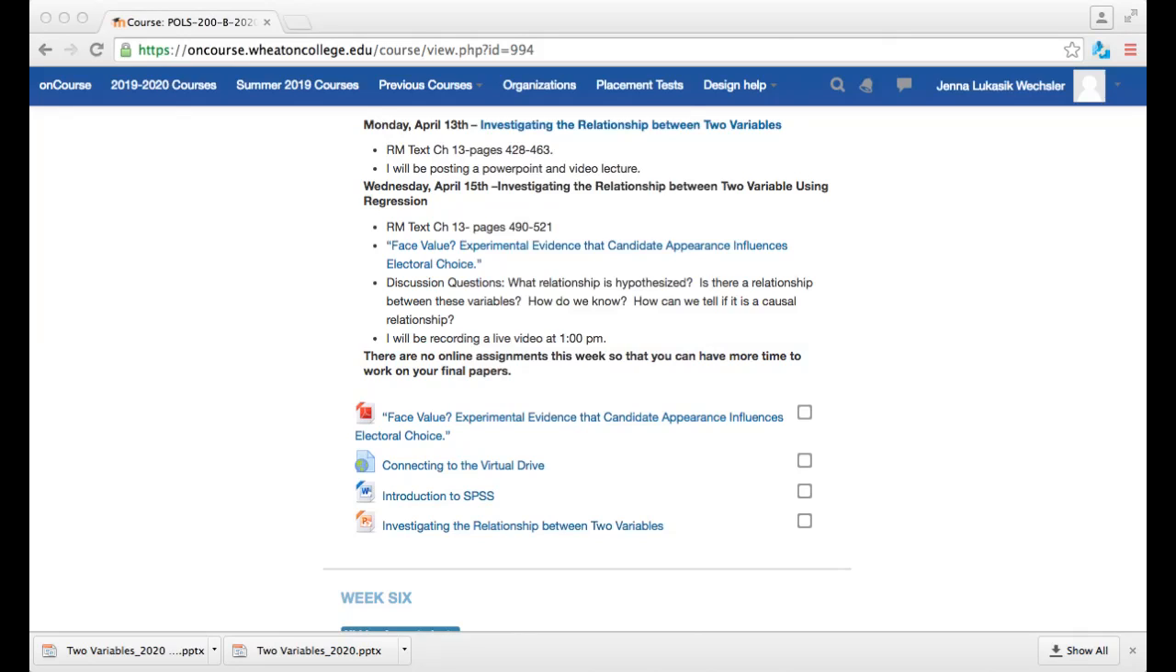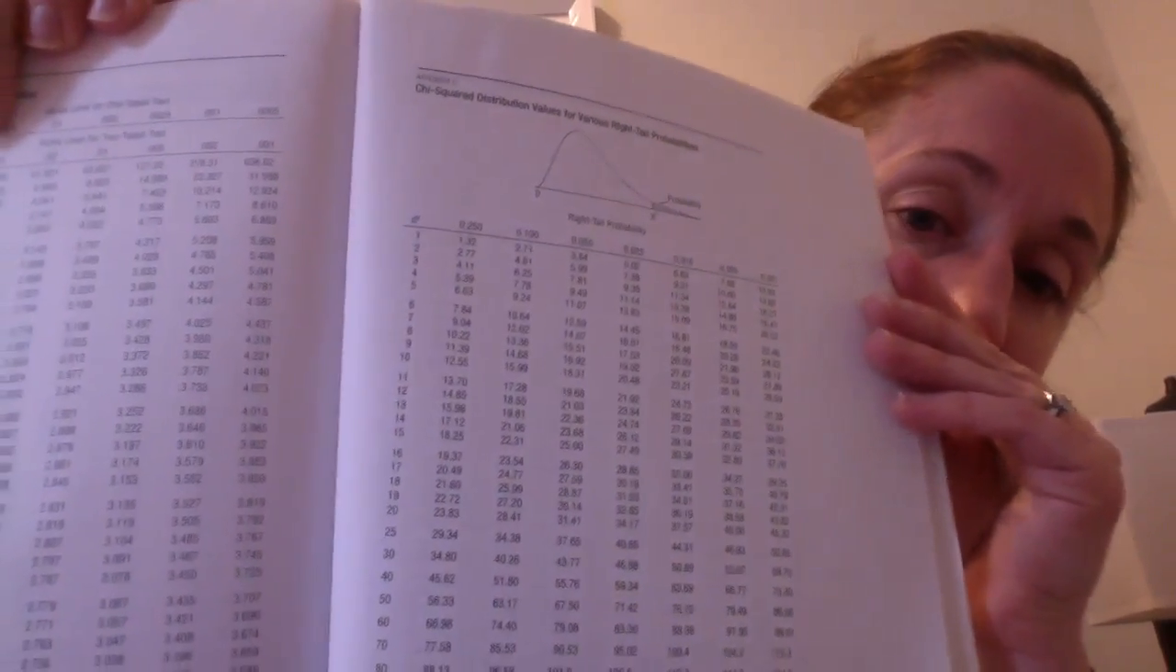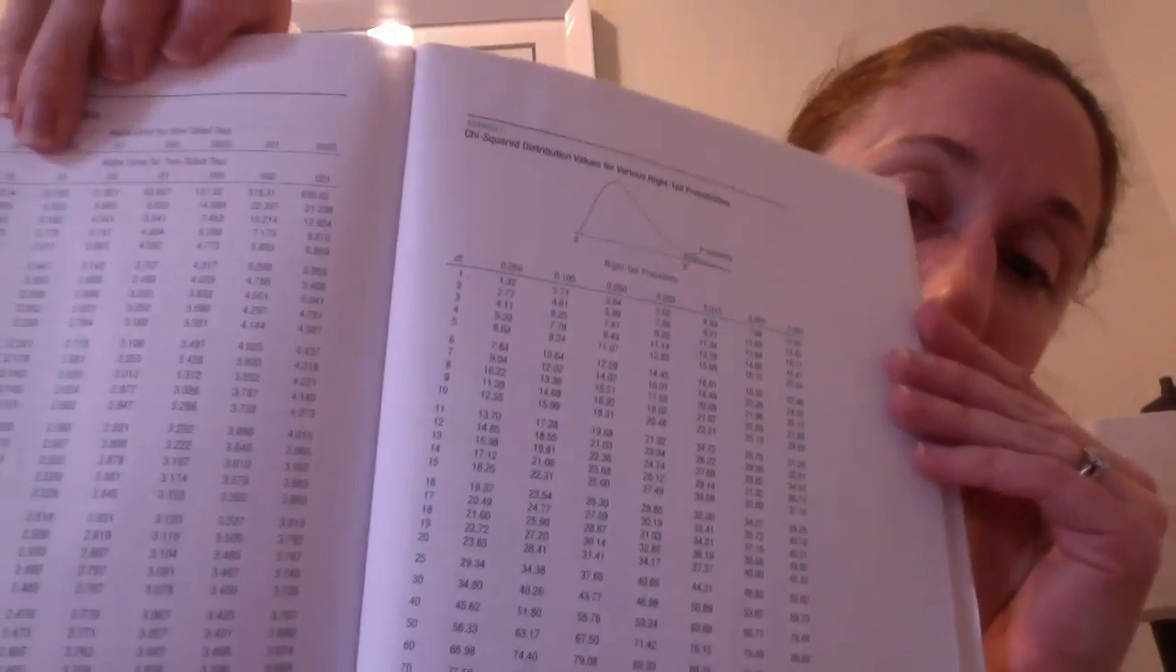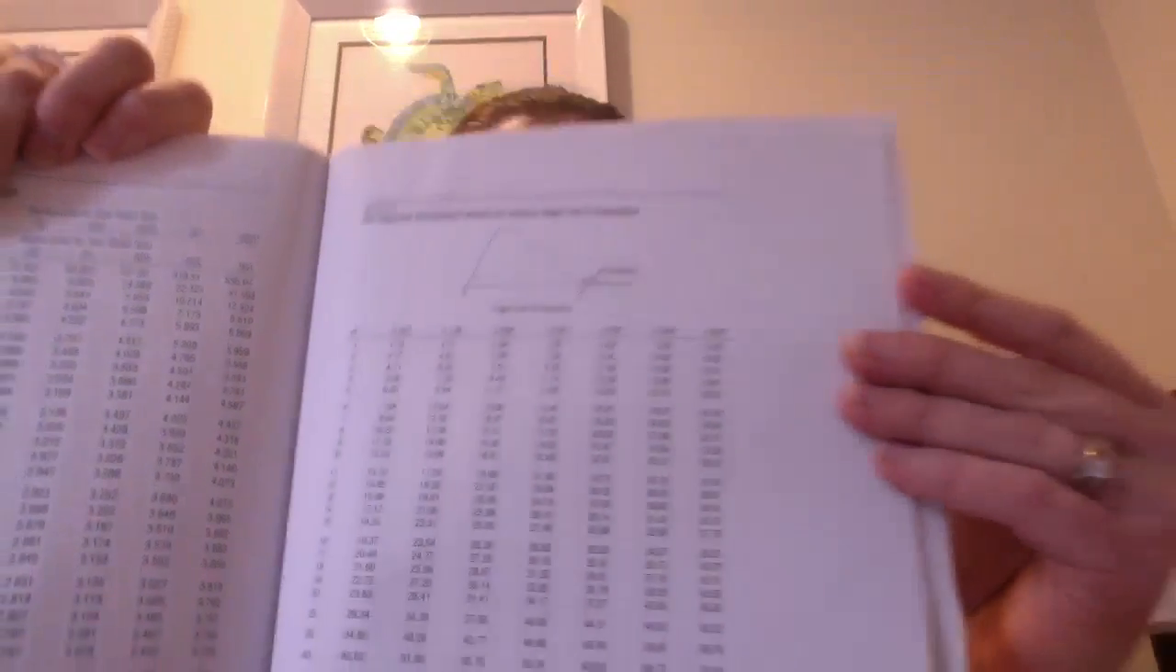So let me just stop the screen sharing for a second. I just wanted to give you a peek at that table I was looking at, and just in case it's a little bit different in yours. I was using the 4 degrees of freedom, and that's how I was able to look it up.